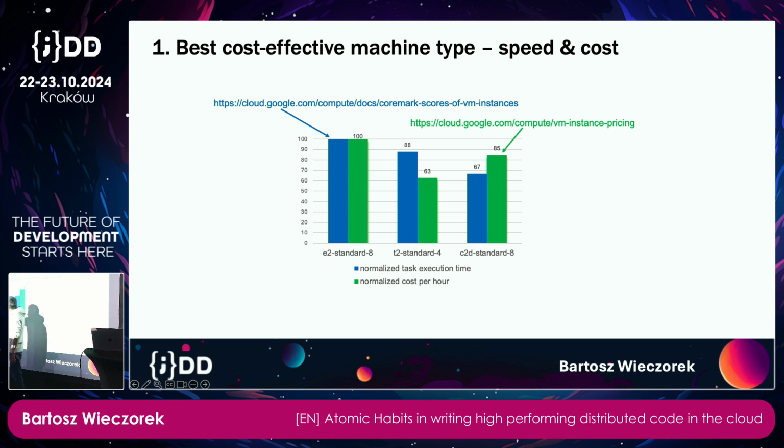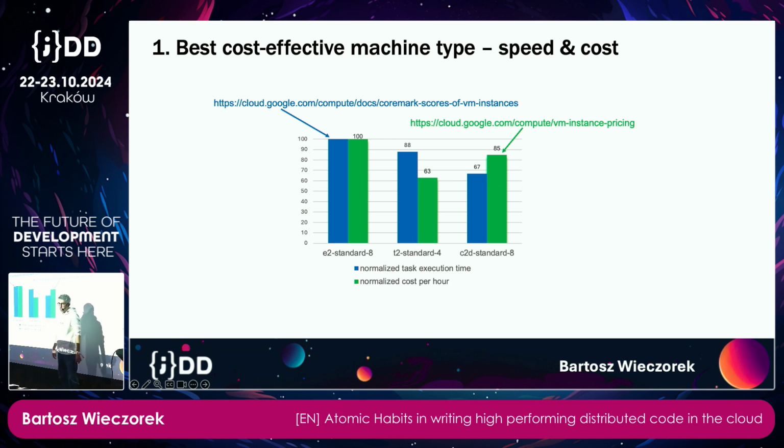Actually not. The most expensive one is the E2 standard 8 machine compared to the C2D standard 8 machine, which was a surprise for me. And another thing was the score mark of the machine. So how much time do we need to spend to accomplish the same task? You can see that for the E2 standard 8 machine, it took 100% of the time, and then BMW was able to complete that much faster, 33% faster than the E2 standard 8 machine.